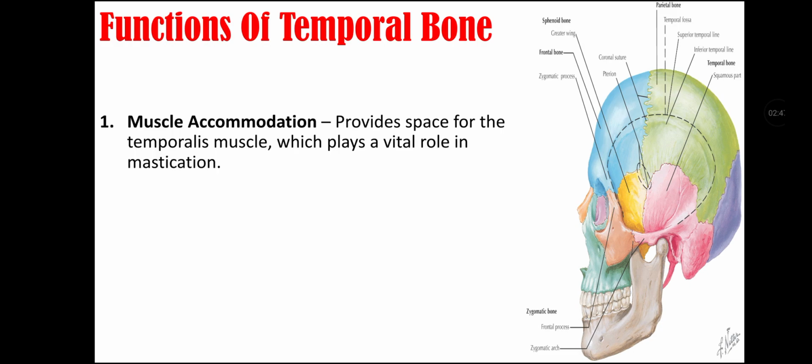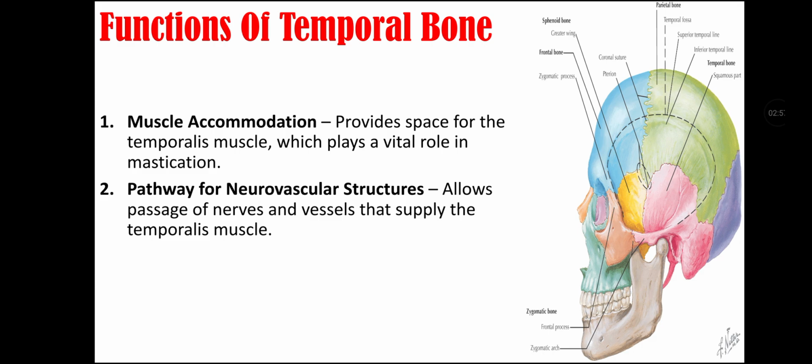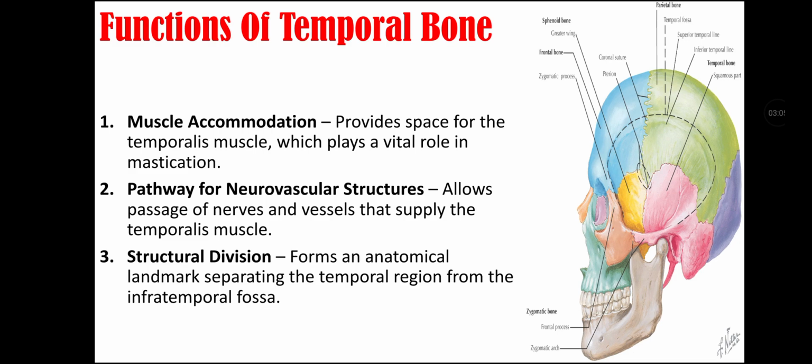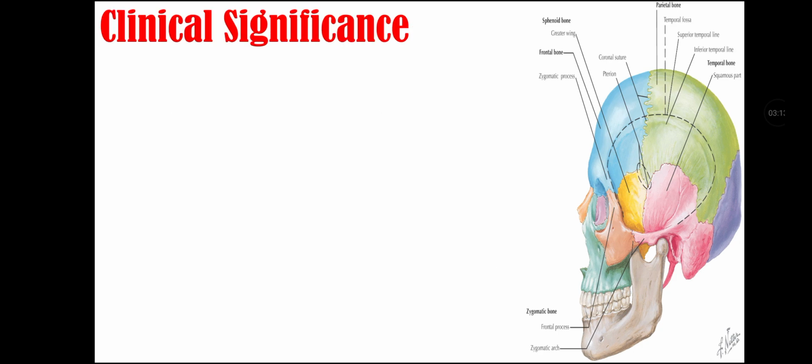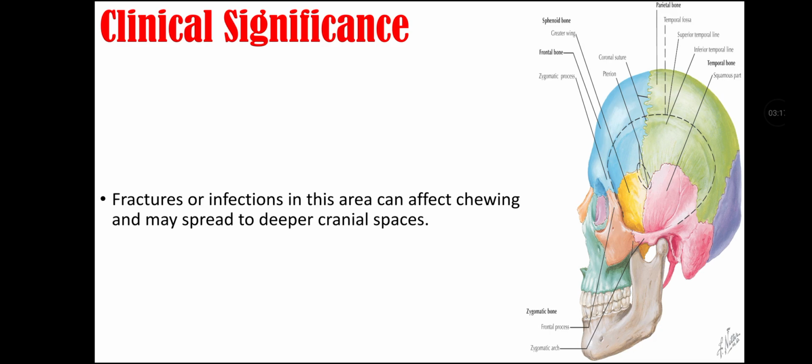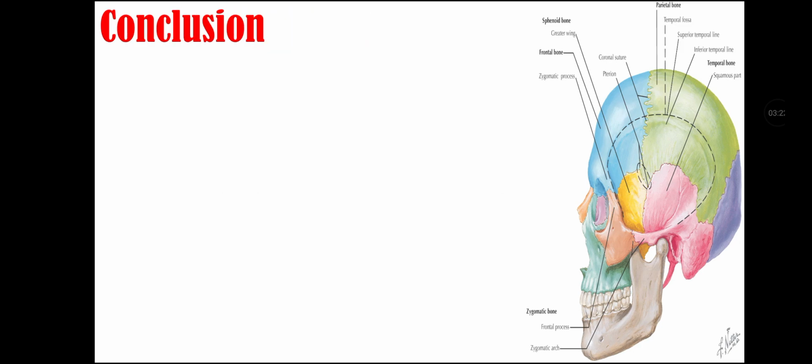Functions of temporal fossa include: first is muscle accommodation, as it provides space for the temporalis muscle, which plays a vital role in mastication. Second function is pathway for neurovascular structure, as it allows passage of nerves and vessels that supply the temporalis muscle. Third function is structural division, as it forms an anatomical landmark separating the temporal region from the infratemporal fossa. Clinical significance of temporal fossa. Fractures or infection in this area can affect chewing and may spread to deeper cranial spaces.